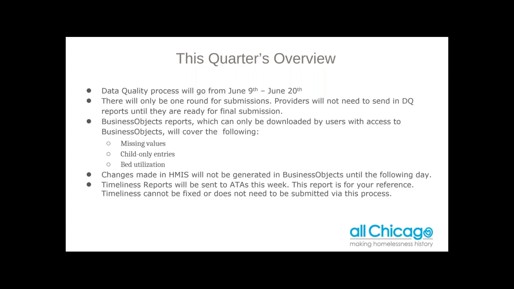This is an important one just because if you're making corrections all the way up into June 20th, if you make any corrections on June 20th, that data is not going to be available in your reports to submit on time until June 21st, the following day. So if you're going to be making changes, try to get all of those changes made by June 19th. So on June 20th, you can run that final report, and then it includes all of your changes.